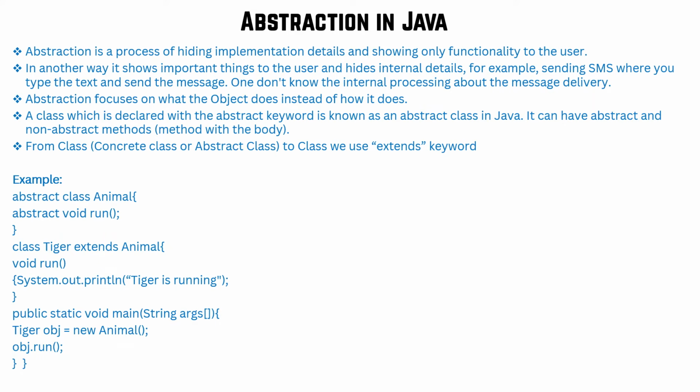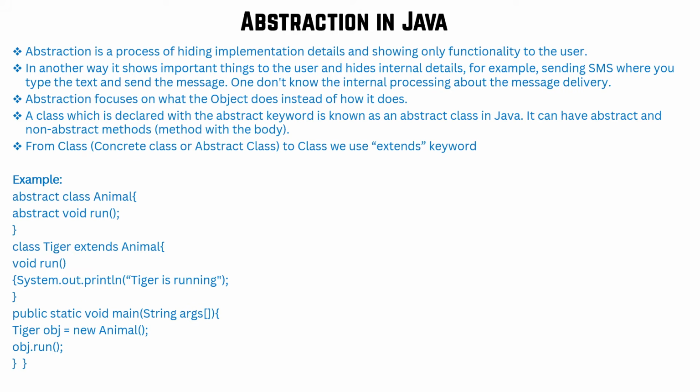So abstraction is a process of hiding implementation detail. Do not get confused. Both are hiding, but abstraction is hiding the logic or implementation detail, whereas encapsulation is hiding the data from the actual user. Abstraction is a process of hiding implementation details and showing only functionality to the user. In other words, it shows important things to the user and hides internal details.